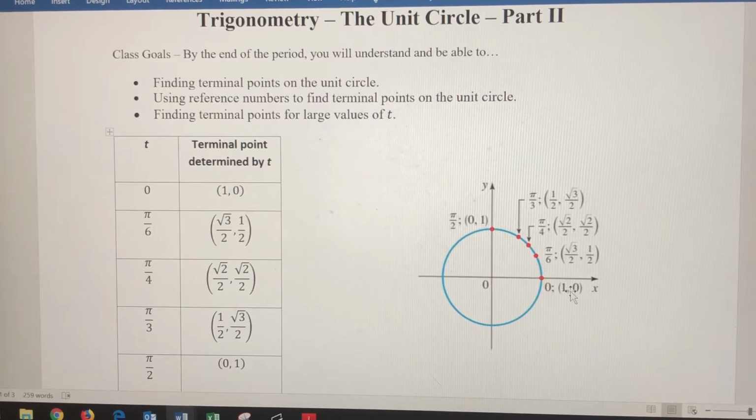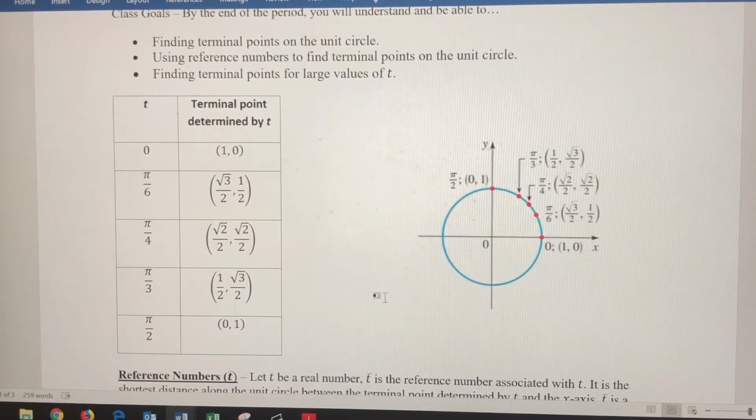So again, we should already know at 0, the terminal point is 1, 0. At pi over 2, the terminal point is 0, 1, okay? Pi over 6, the terminal point for pi over 6 is radical 3 over 2 for the x coordinate and 1/2 for the y coordinate. For t equals pi over 4, you should have radical 2 over 2 for both x and y, okay? And for pi over 3, we should have 1/2 for the x coordinate and radical 3 over 2 for the y coordinate, okay? So we're going to be dealing with different angles within all 4 quadrants, and we want to be able to determine what the terminal point's going to be, okay?